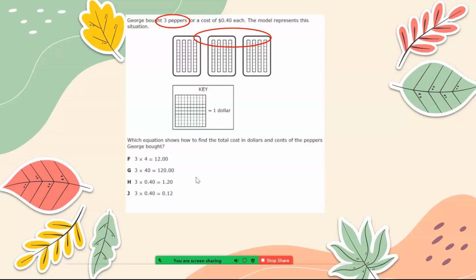Okay, and so then we have 3 times 40 cents and 3 times 40 cents. But the way we find our answer is to come up here and count. 10, 20, 30, 40, 50, 60, 70, 80, 90, 100. That's a whole. And 10, 20 cents. So $1.20 seems to be our answer. Remember, STAR will always show you what the whole is.